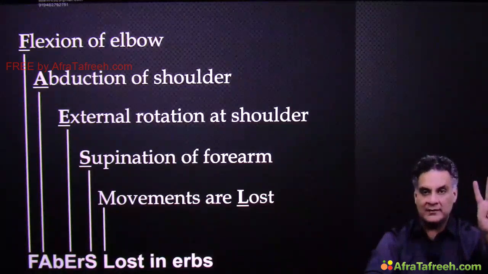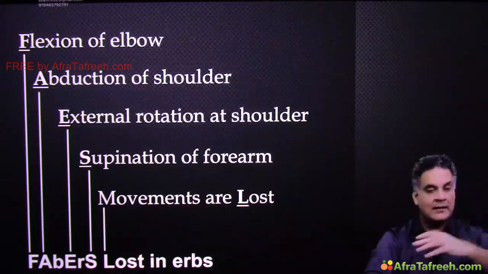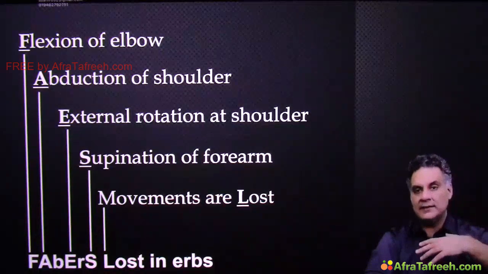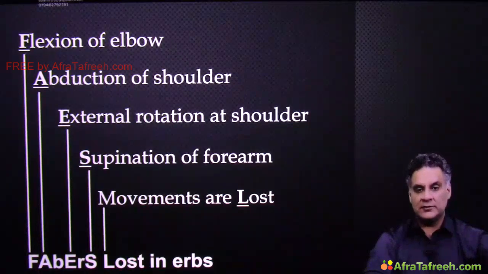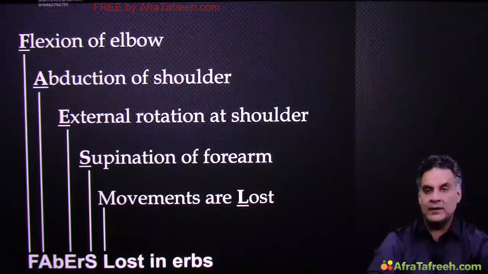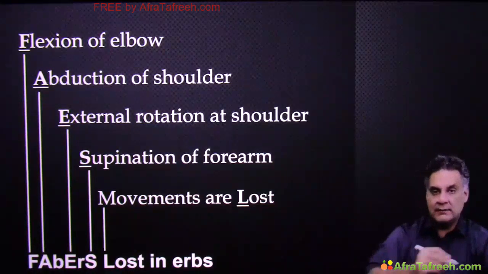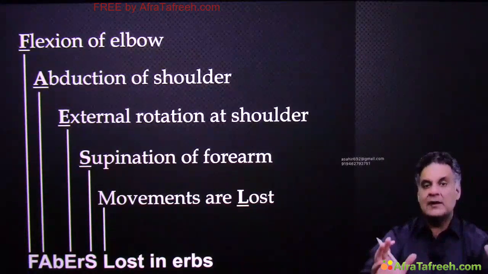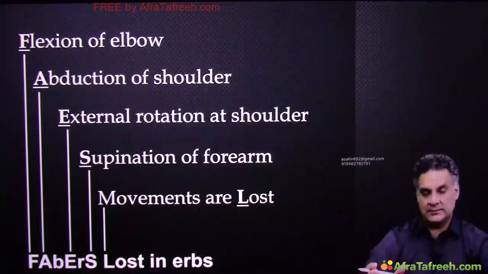These are two movements that you must try to get back if a patient of Erb's palsy has lost them. Then the third is external rotation of the shoulder and supination of the forearm. People do think supination is very important, but it's not. Remember, pronation is very important because most of the work in today's world that you do is in pronation.